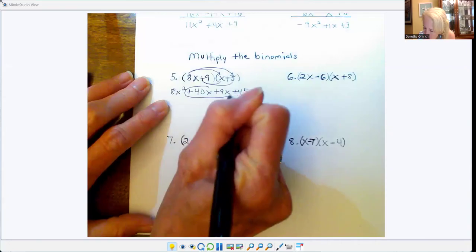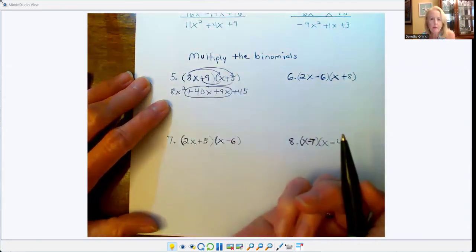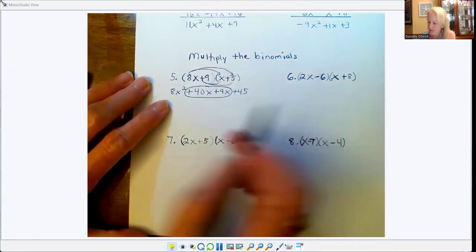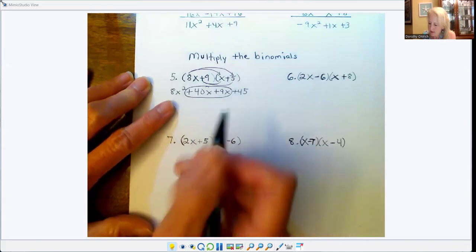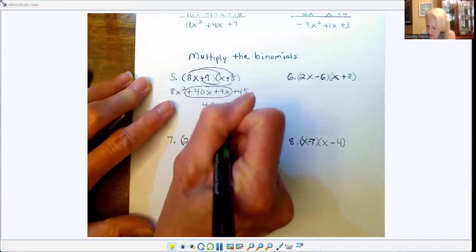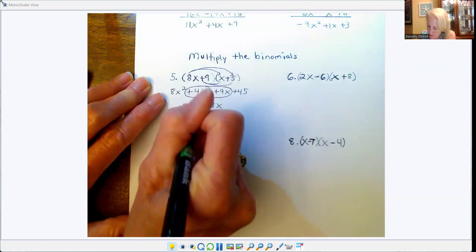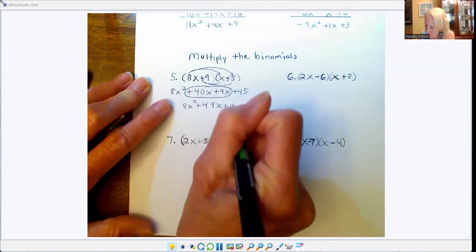These middle two terms usually will be able to combine. So 40 plus 9 is going to be 49x. And bring down the 8x squared and the 45.